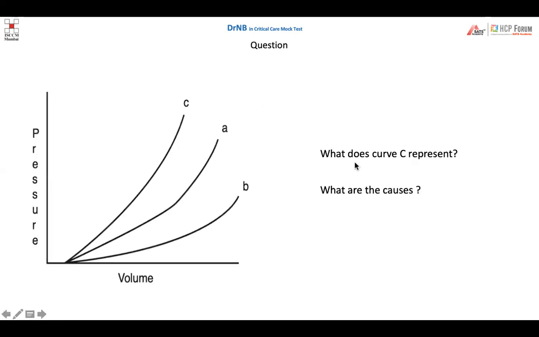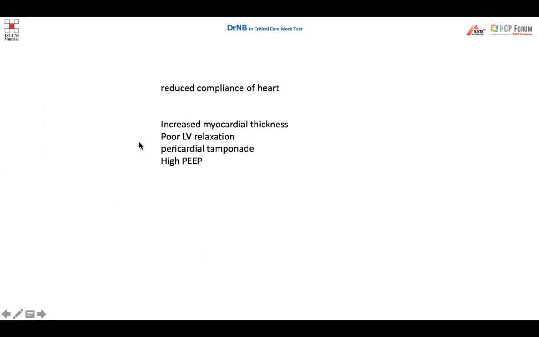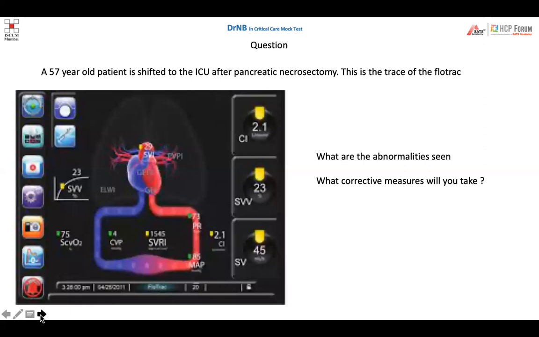What does the curve C depict? So this is a pressure volume loop, the curve of the heart, wherein curve C shows a higher increase in the pressure as compared to a lower increase in the volume. So at low volumes only, the pressures are higher. This indicates decreased compliance of the left heart, which means there is decreased relaxation. So impaired relaxation, poor LV relaxation, increased thickness of the LV with LV hypertrophy, pericardial tamponade, and high PEEP may give this kind of a picture.